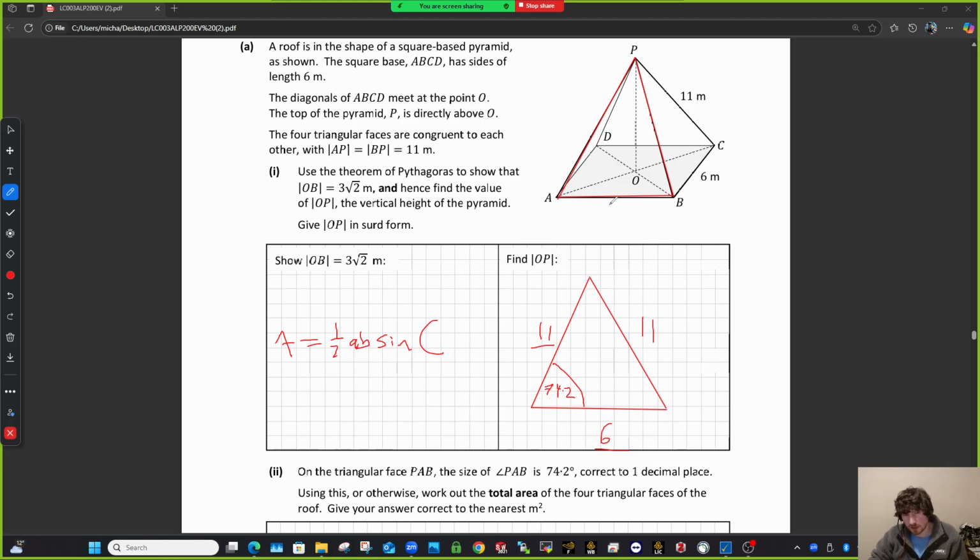And then because there's 4 of them, 4 triangular faces, we'll multiply the answer by 4. So this will be 4 big A total on the left. You want to always have things equal to stuff, so don't be just writing stuff without it being equal to something. 4 bracket a half times 6 times 11 sine 74.2. And that should work out A total. I've got 127 meters squared.